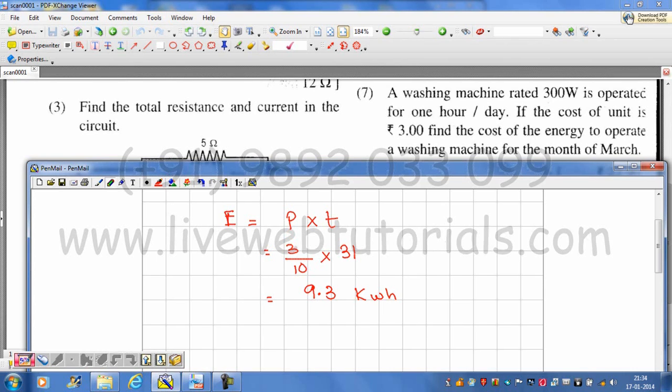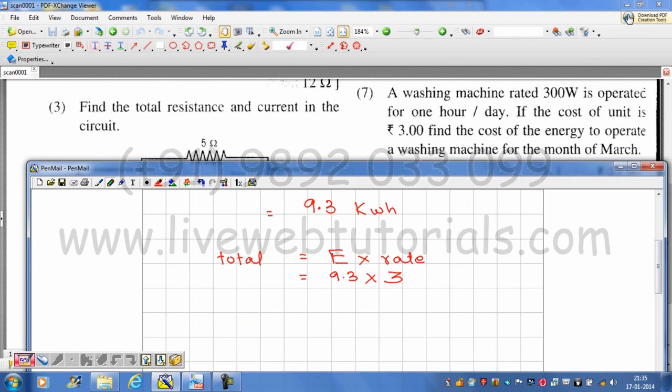Now the cost of electricity, cost of unit is 3 rupees. So the total amount incurred or total cost that is incurred is going to be the energy multiplied by the rate, which is going to become energy is 9.3 kilowatt hour or 9.3 units multiplied by the rate is rupees 3 per unit. If we multiply, this is going to be 27.9 rupees.